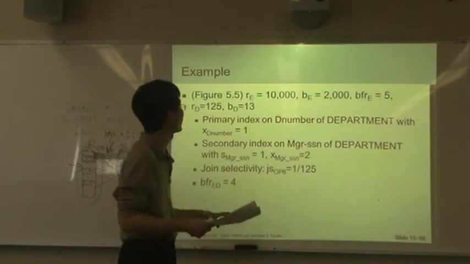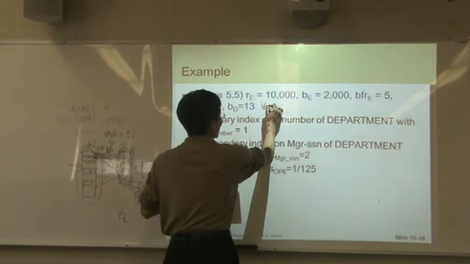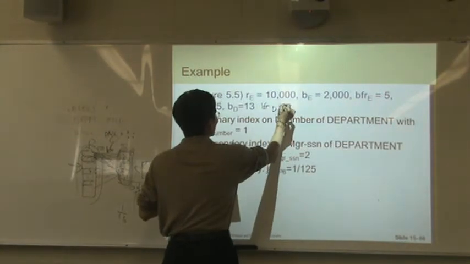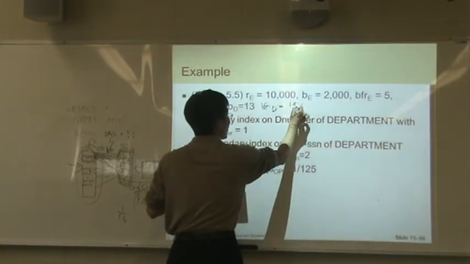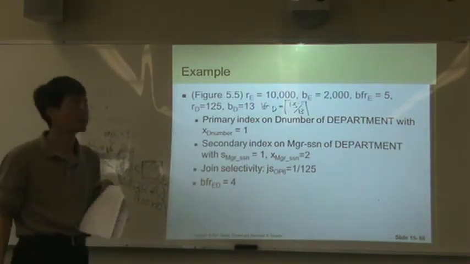What is the blocking factor? The blocking factor of E is 125 divided by 13, which is 3. Right?